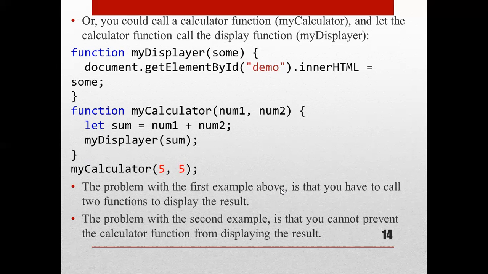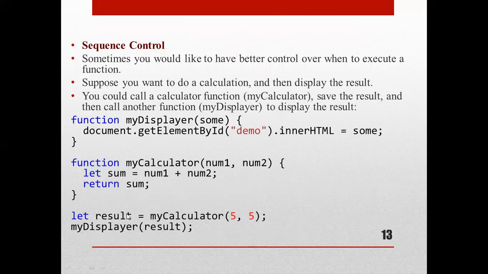In these two examples, the problem with the first example is that we have to call two functions to display the result. First we use the myCalculator function, and after calculating we save the result into one variable, and then we call the myDisplayer function to display the result. That means we call two functions for displaying the result.